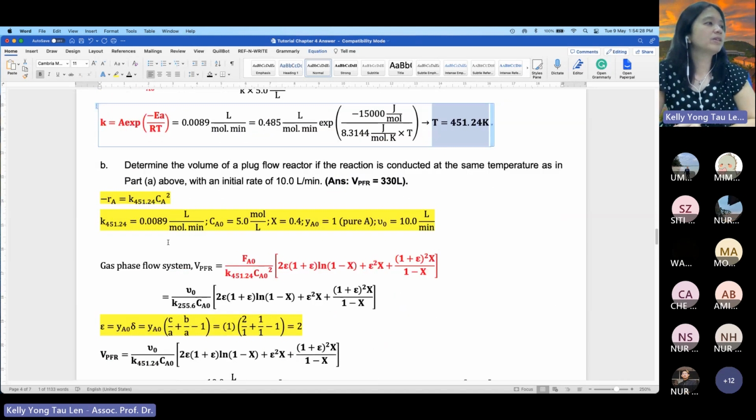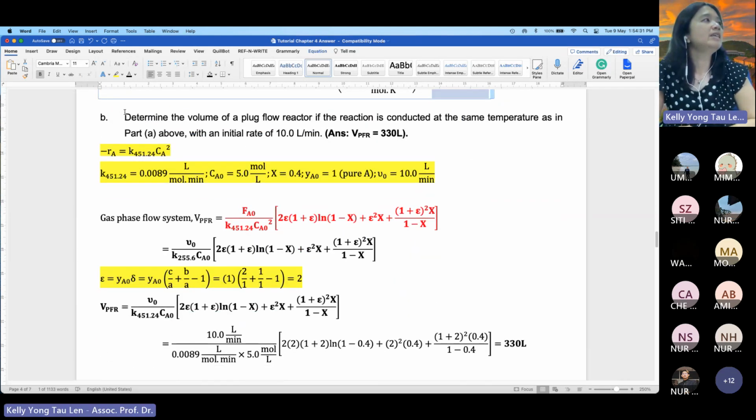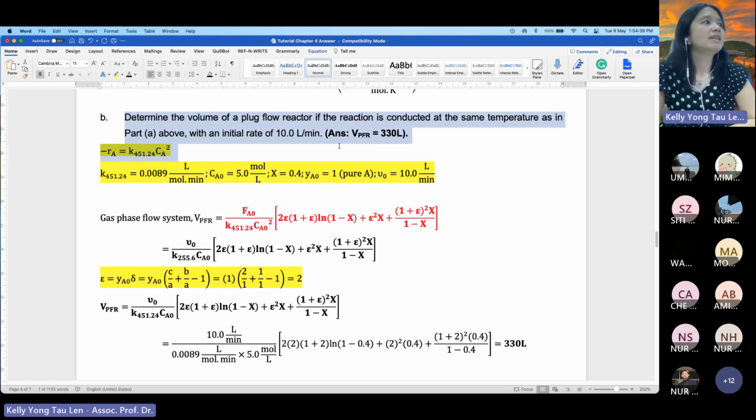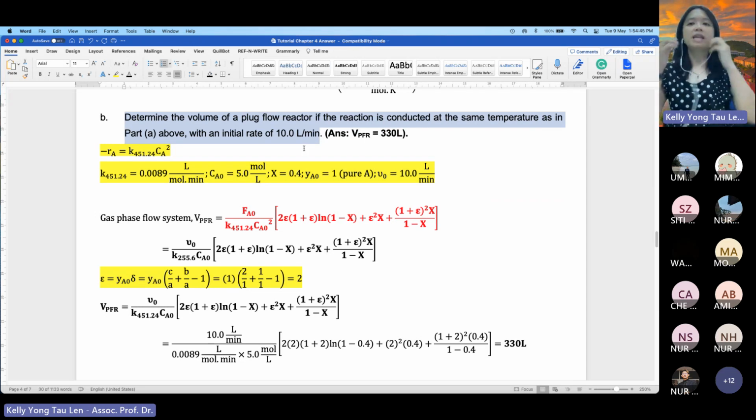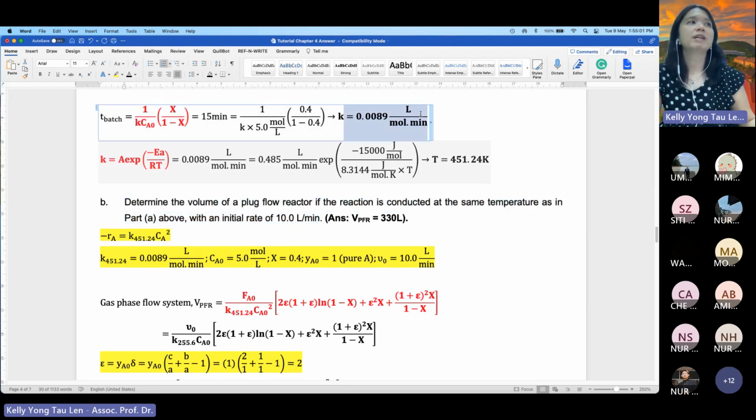Okay, so I go to the second one. The second one is a bit long. Determine the volume of a PFR if the reaction is conducted at the same temperature as in part A above, with initial rate of 10 liter per minute. So the question now says, find the PFR volume if I conduct the same reaction at the same temperature. What does it mean? If told to conduct at the same temperature, it means the k value you calculated in part A can be used in part B. Same temperature, same k value. So you don't need to find a new k value.